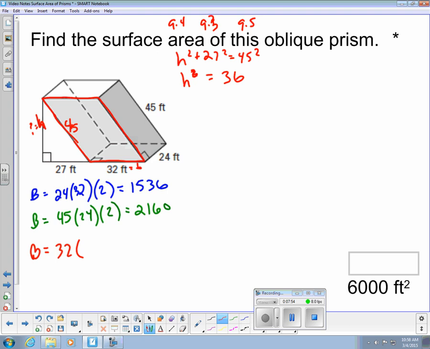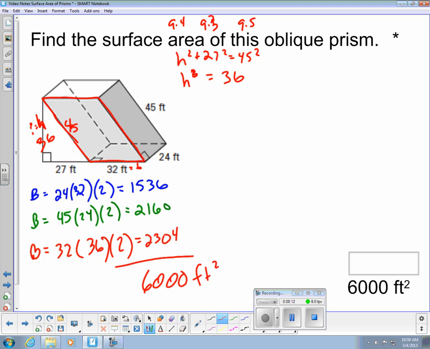Okay, so this is now 36. Now I can do 32 times 36, and there are two of those. So 32 times 36 times 2 is 2,304. When I add up all of those, I get 6,000 feet squared.